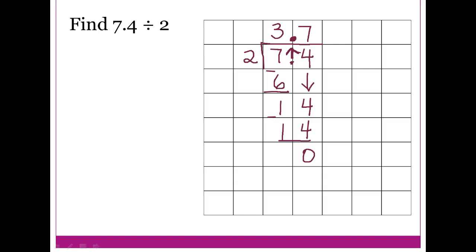So our final answer is 3 7/10. You can always check your answer by multiplying the two numbers on the outside, 2 times 3.7, to make sure you get the number on the inside. Or in other words, you multiply the divisor times the quotient to see if you get the dividend. If we do that check, we do end up with 7.4, so we're correct. Let's go on to the next problem.